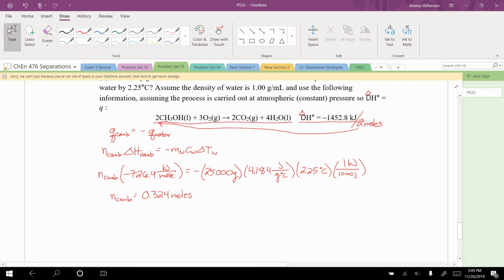But I want grams, so I'm just going to say, all right, I know that for methanol, 1 mole, this is just the molar mass of the periodic table, is 32 grams. So then I get that the mass is going to be 10.4 grams of methanol.